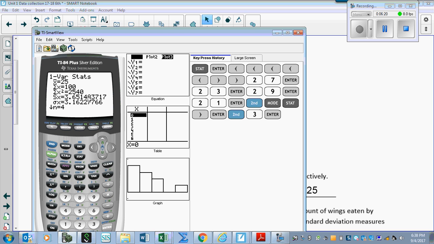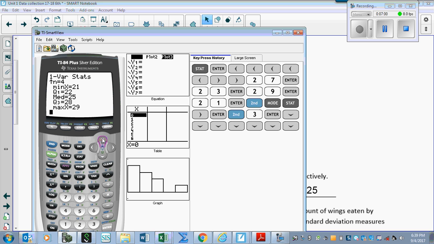While we're in 1-Var Stats, let's explore a little. It says n equals 4, and n is the sample size, the number of people we were looking at eating wings. If we arrow down, there's literally more than meets the eye. Remember when we did the box and whisker plot, we said we needed the 5-number summary? This is the 5-number summary: Min, Q1, which is the median of the lower half of values, the median, which is the middle value in an ordered set, Q3, the median of the upper half of values, and then the max, which is the highest value.